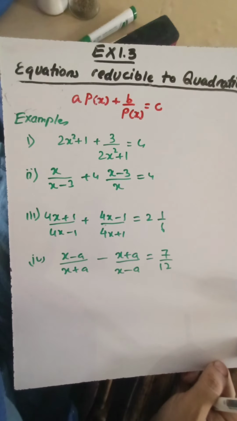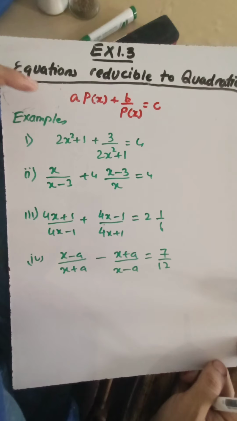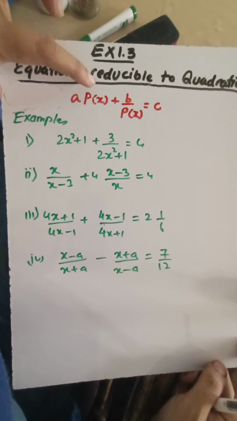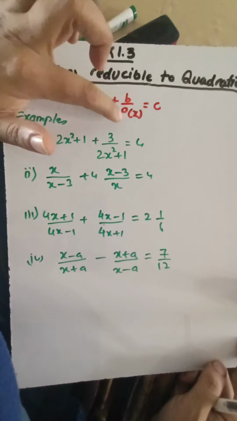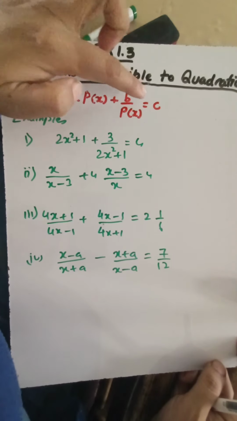In this lecture, we are going to learn about the second type of equation which can be transformed into quadratic. The second type is of this form: we will have a constant, and then a function of x. Function means an expression, a polynomial involving x, plus b over p of x. This is again an expression of x, equals c.